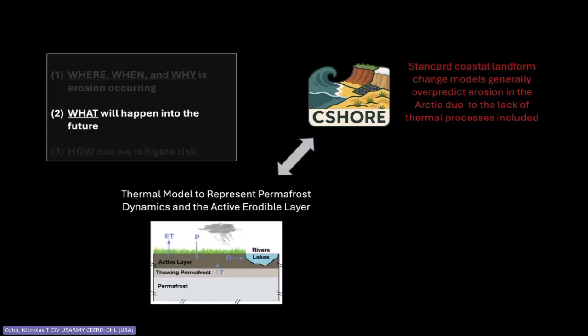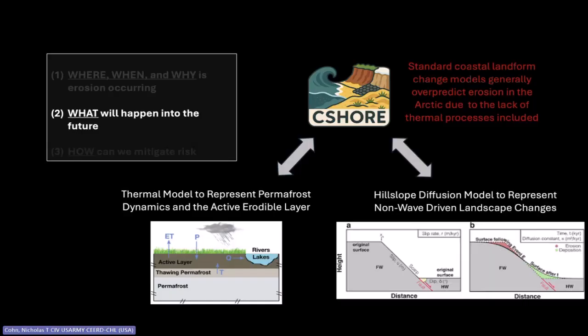But the things we can do to start improving this are similar to the other model. We can add in representative thermal dynamics. In this case, we're going to add in an approach for dealing with the active layer thickness. And secondarily, we're going to add a hill slope diffusion model to the mix to deal with non-wave-driven responses, because what we see oftentimes is that there are thermally driven controls on landscape response, particularly at the tops of hill slopes.